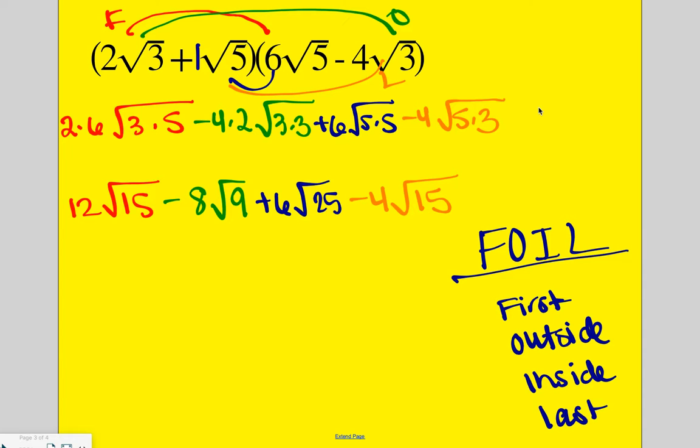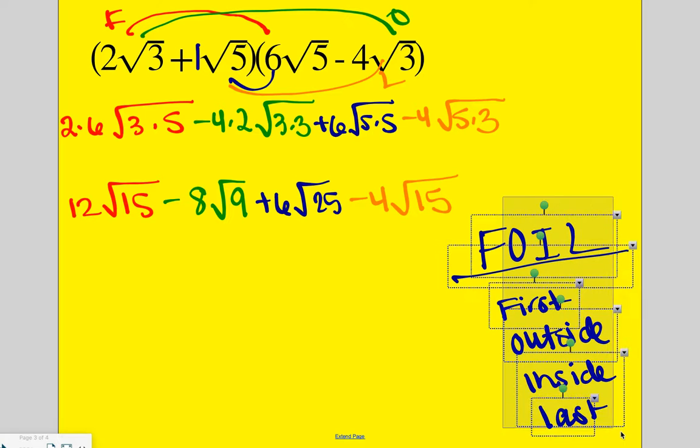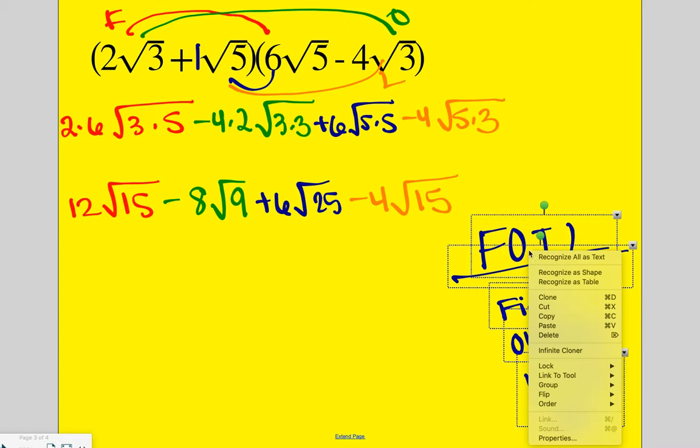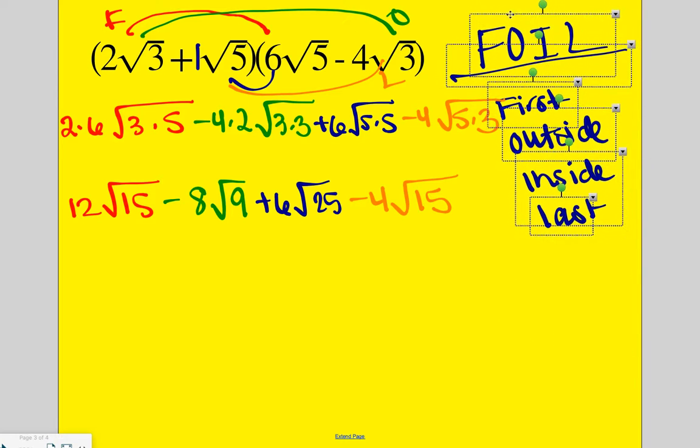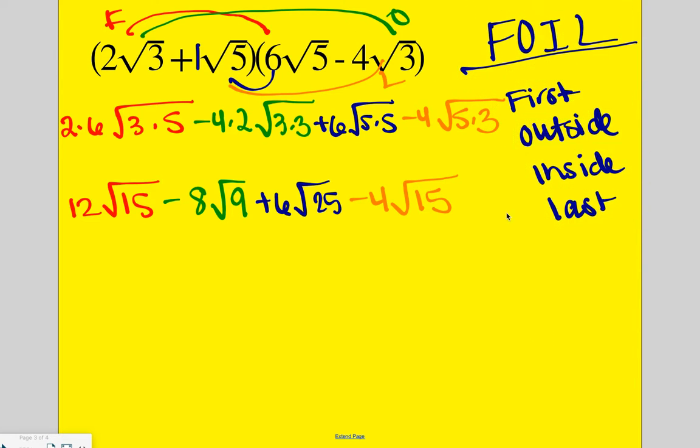So let's do some simplifying and some combining like terms. So our like terms, now I'm going to move this back to the top, to get it out of the way. Move it back up here. Okay, so now we're on to the combine and simplify step. So let's do some simplifying.